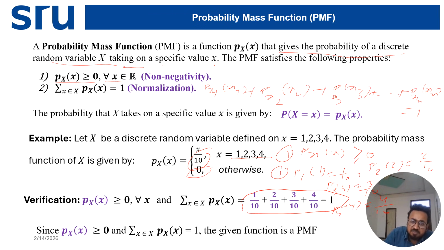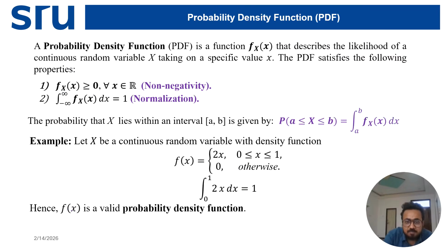Actually, this terminology will be used in our next video, which will be about the expectation and variance. So now we will discuss the probability density function. What is probability density function? Probability density function is a function which describes a continuous random variable taking on a specific value x. That is, probability density function gives the probability at the point of a continuous random variable, which satisfies the two conditions.